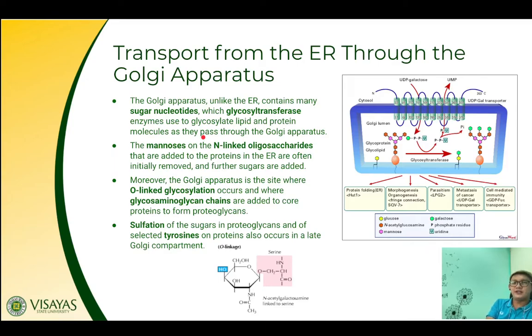Moreover, the Golgi apparatus is the site where O-linked glycosylation also occurs, and where glycosaminoglycan chains are added to the core proteins to form proteoglycans. The sulfation of the sugars in proteoglycans and of selected tyrosines in proteins also occurs in a late Golgi compartment. So there are so many things that occur in the Golgi apparatus. They modify the protein through O-linked glycosylation and some glycosyl transferase action in order for it to be specific enough as it is being transported to other cellular compartments.